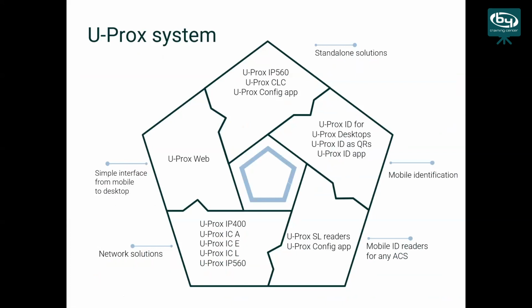Also, we're going to talk about the network solutions. U-Prox has very powerful controllers that work in Wiegand 26. In that way, they can allow any access control system from another brand like ZKTeco or any other brand that you want to use. So these controllers can be used directly with Wiegand or also with RS485, the OSDP protocol.